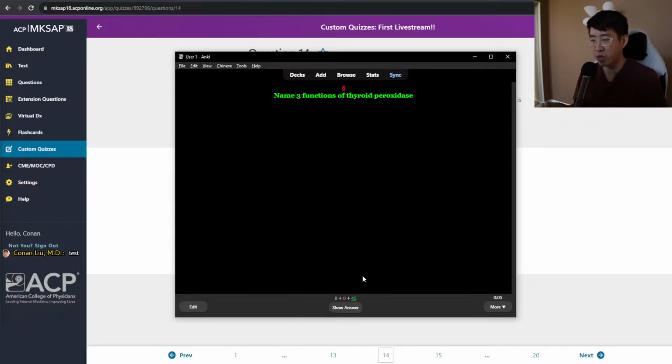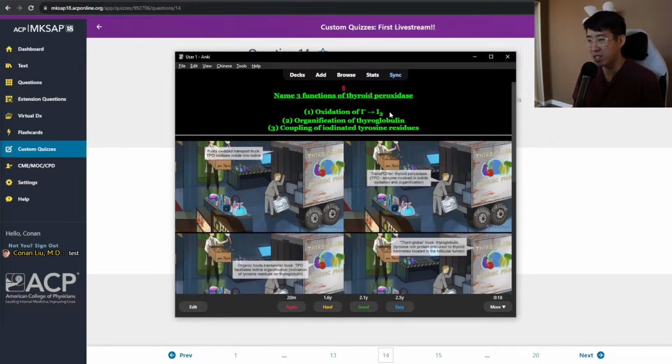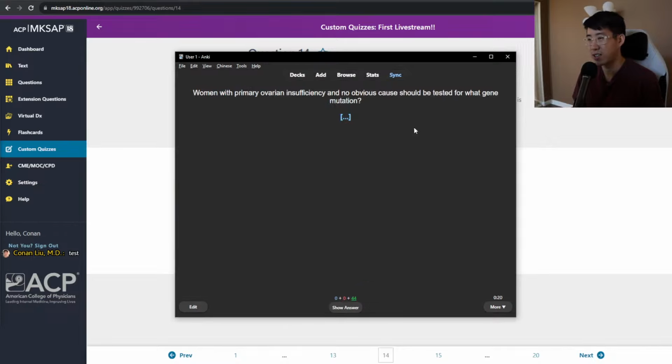Those are the 30 reviews that we had to do. Three functions of thyroid peroxidase. I honestly don't remember this card that well, but it basically converts iodine into the active forms of T3 and T4. So oxidation of iodine, thyroglobulin, tyrosine residues.